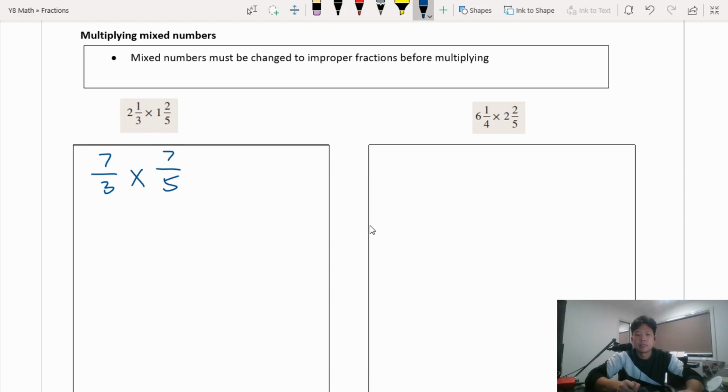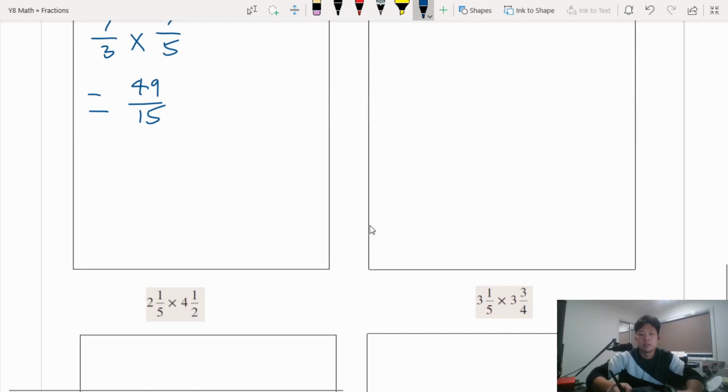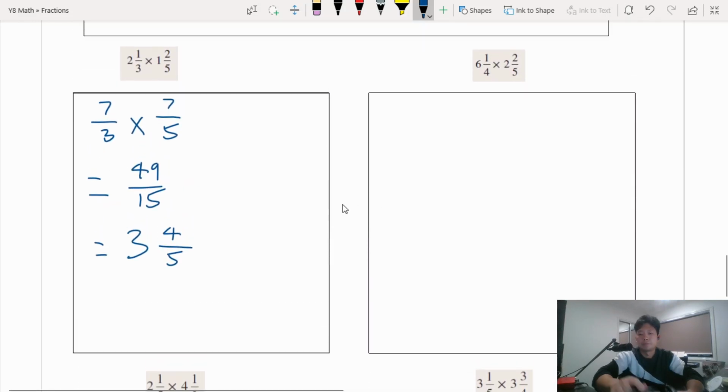There's nothing we can cancel here, so just jump into the multiplication. 7 times 7 gives us 49 over 15. And 15 goes into 49 2 times. It goes in 3 times, sorry. And we have a remainder of 4, because 15 times 3 is 45. And we need 4 more to make 49.